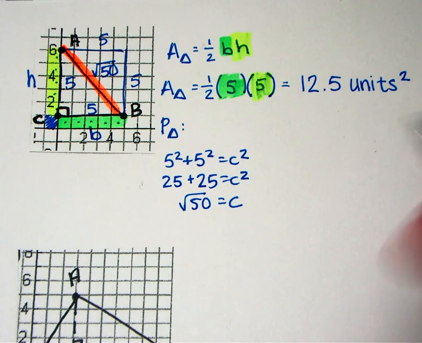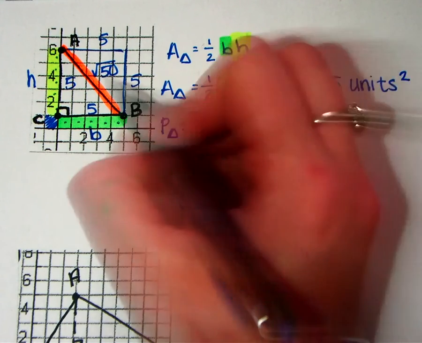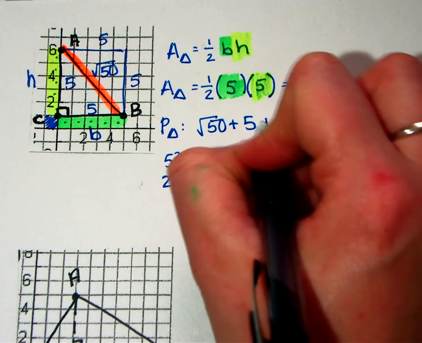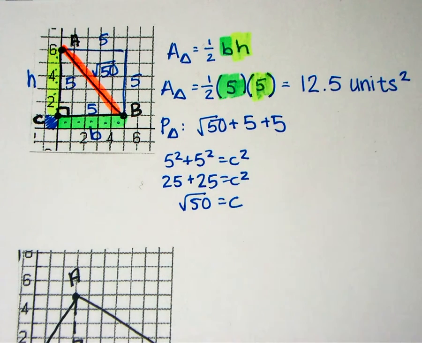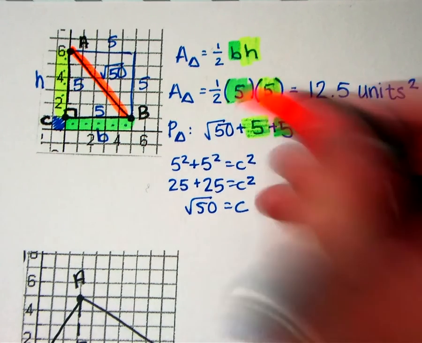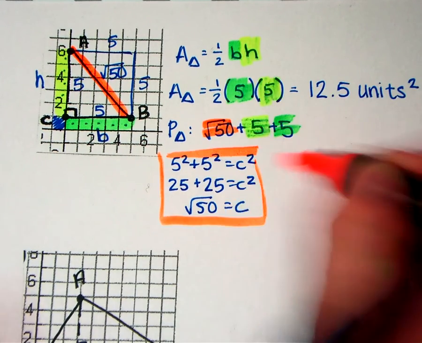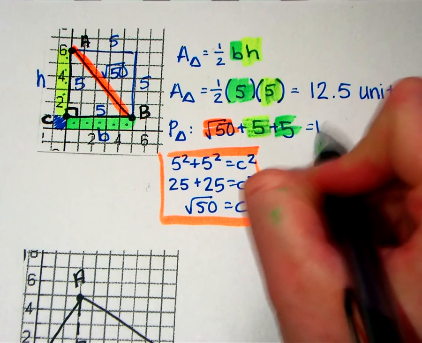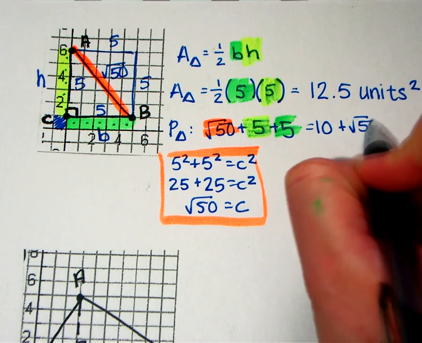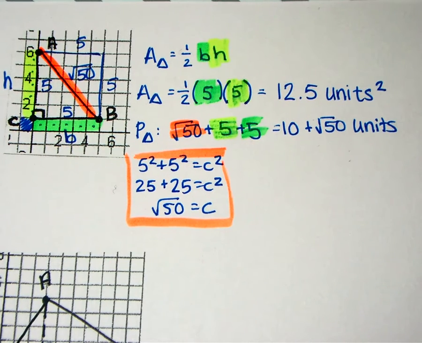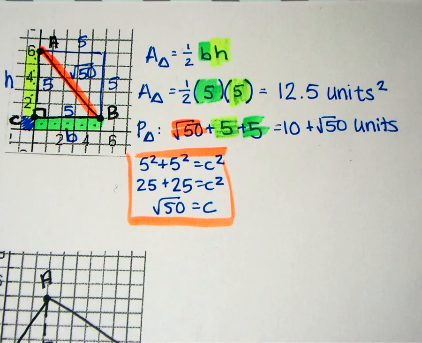When we're doing perimeter, we add all of the sides together. Square root of 50 plus 5 plus 5. So all I'm doing here is adding the 5 for my height, the 5 for the base, and the square root of 50, which is what we calculated for the length of AB. I'm going to simplify this: 5 plus 5 being 10, plus the square root of 50 units. We do not square perimeter because we're just adding everything together, so there's no need to square it.